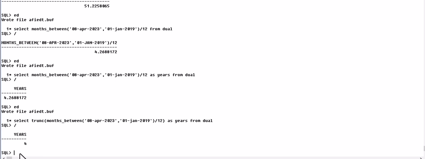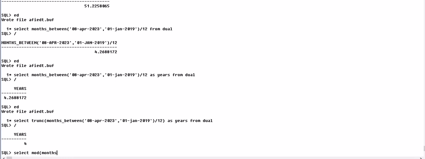Now we must find the remaining months which are not in years. So how can we calculate and find the remaining number of months? Remember, the remaining number of months. From the MOD function we can easily calculate the remaining months.